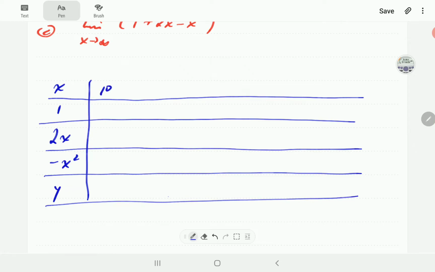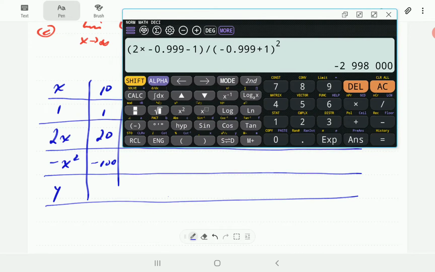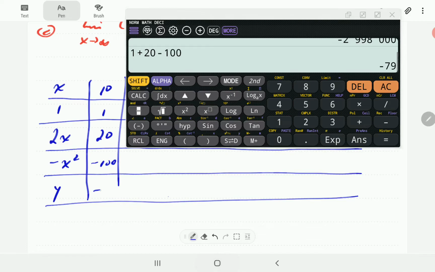So suppose we start with x equal to 10. The first term remains 1. 2x is going to be 20, minus x squared is going to be minus 100. So y is simply going to be the sum of these 3 columns. So we're going to have 1 plus 20 minus 100. So y is going to be negative 79.